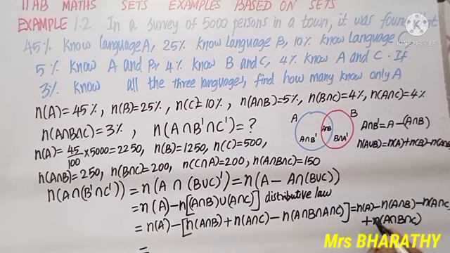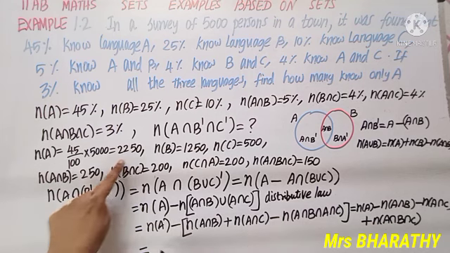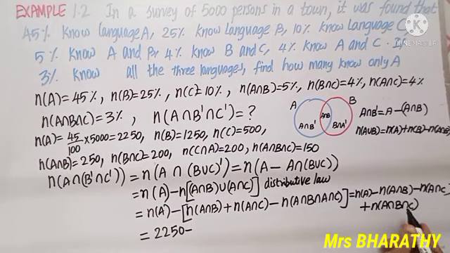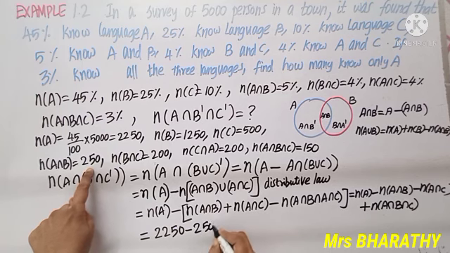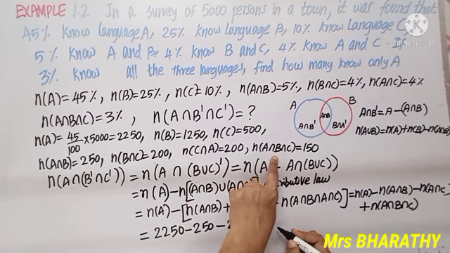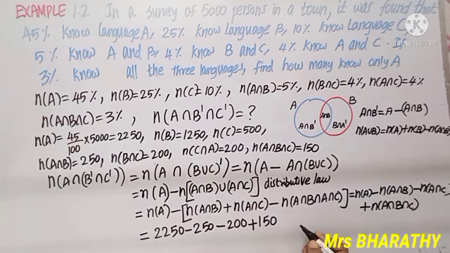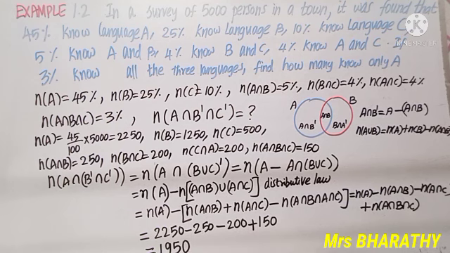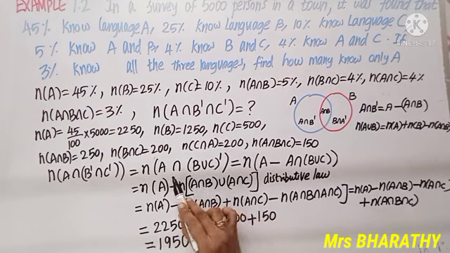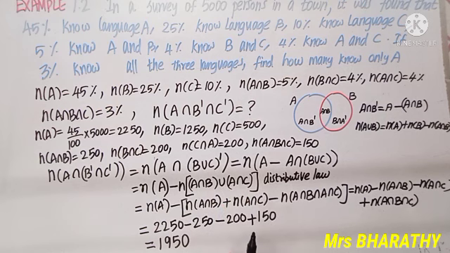Let me substitute the values. What is N of A? 2250 minus. What is N of A intersection B? 250, minus A intersection C 200, plus A intersection B intersection C, it is 150. As we subtract and add this, again I arrive at the answer 1950. So whether we do it using the Venn diagram or theoretically using the intersection, union, complement formula, we arrive at the same answer. You can choose your own method.